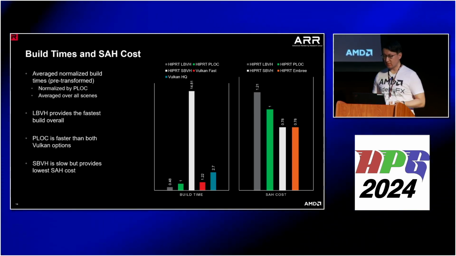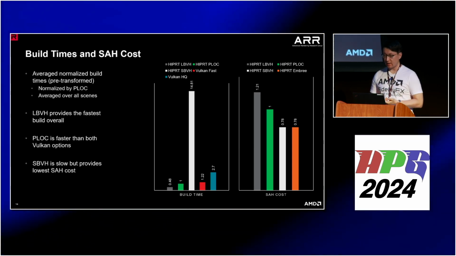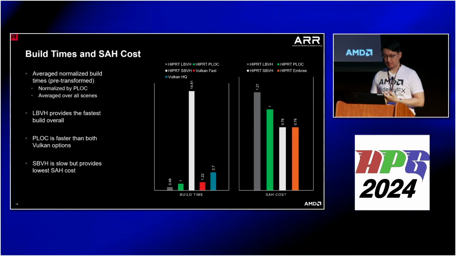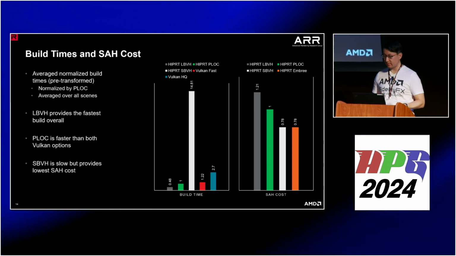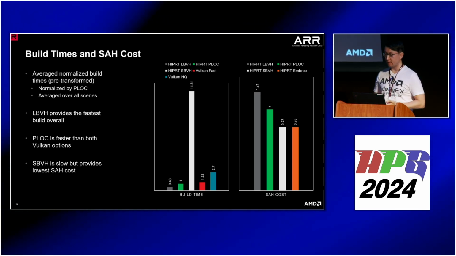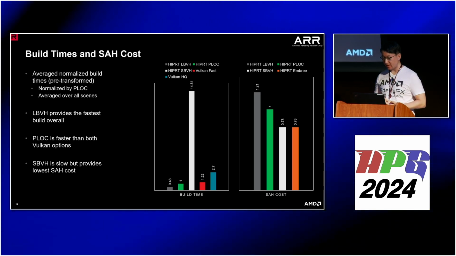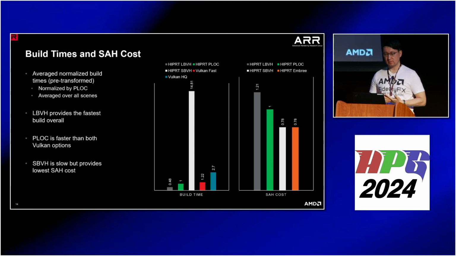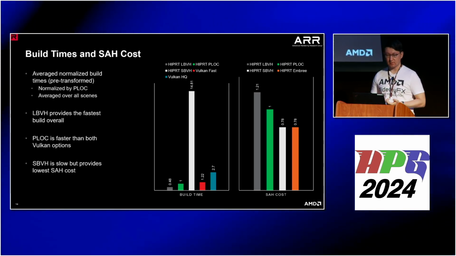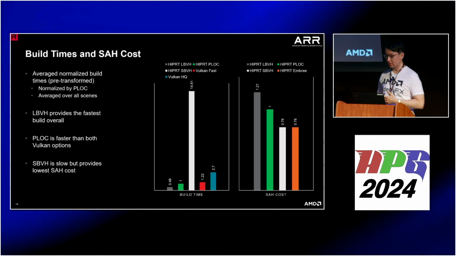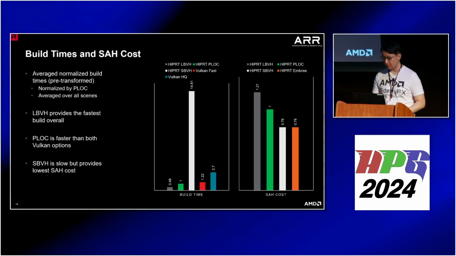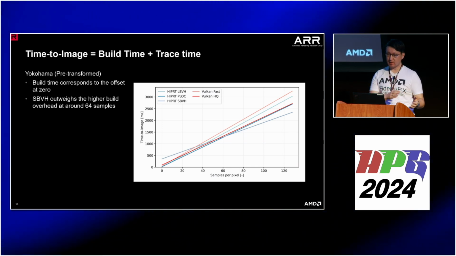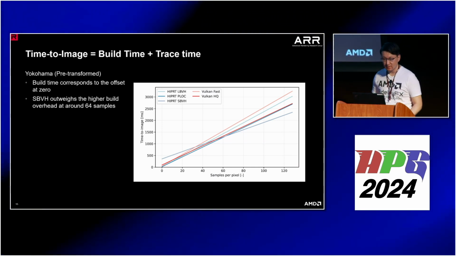So here you can see build time and average build time, again normalized by black and SAH cost. So LBVH is the fastest algorithm overall, followed by black, which is interestingly faster than both Vulkan options. And SBVH is slow, but it provides the lowest SAH cost, practically the same as the BVH built by Embree imported to HIPRT.